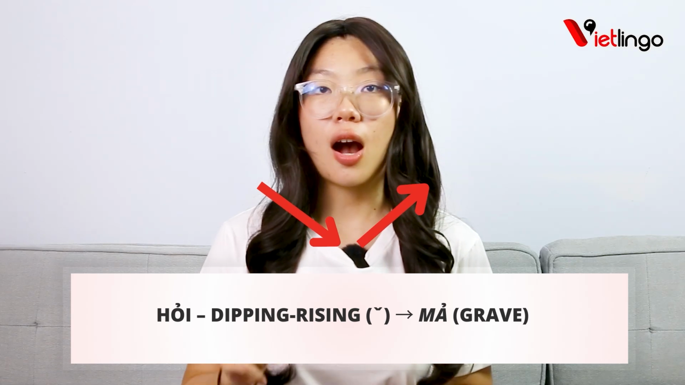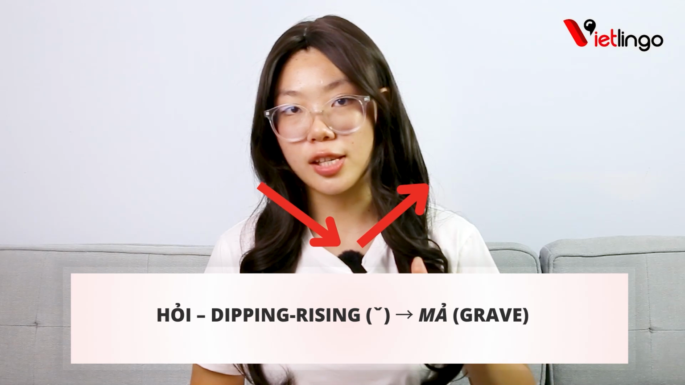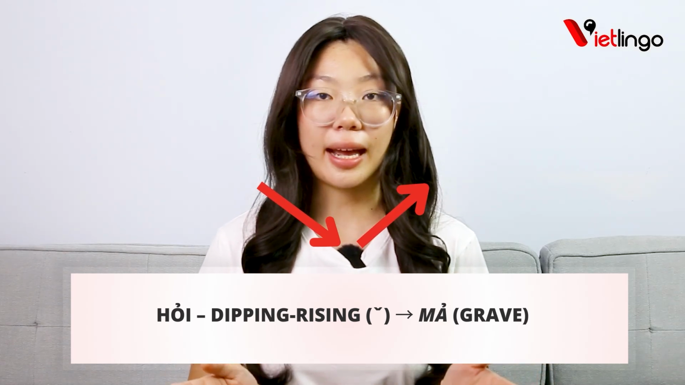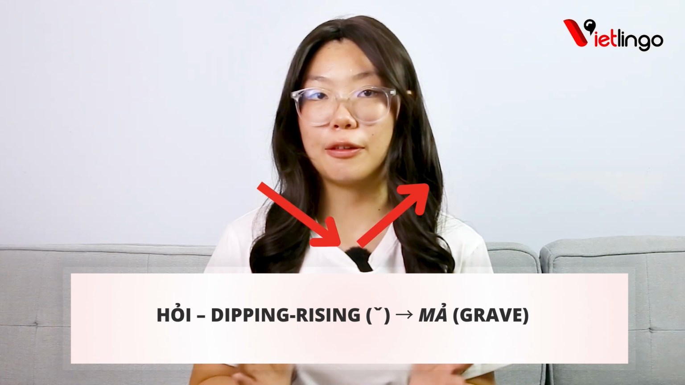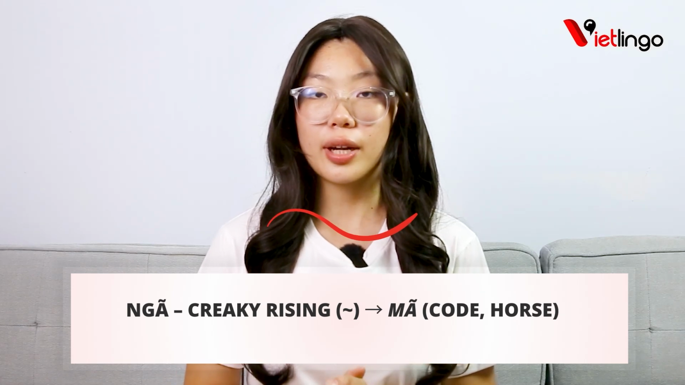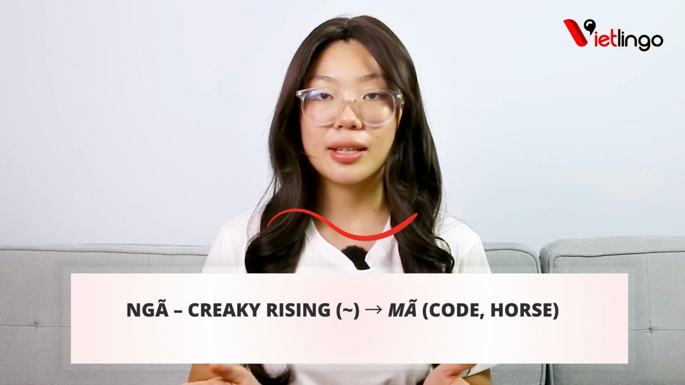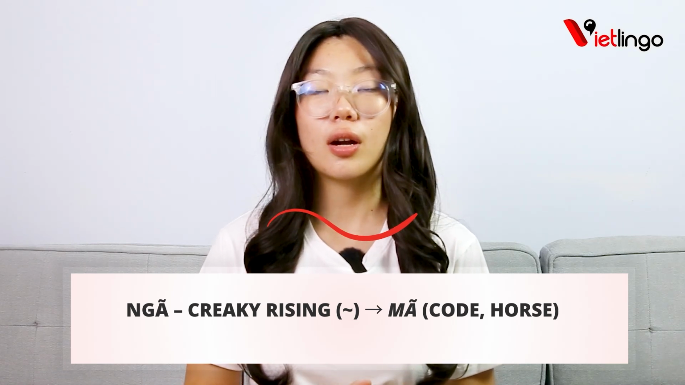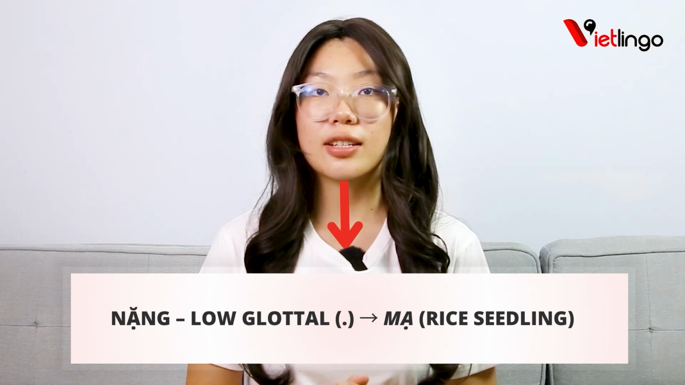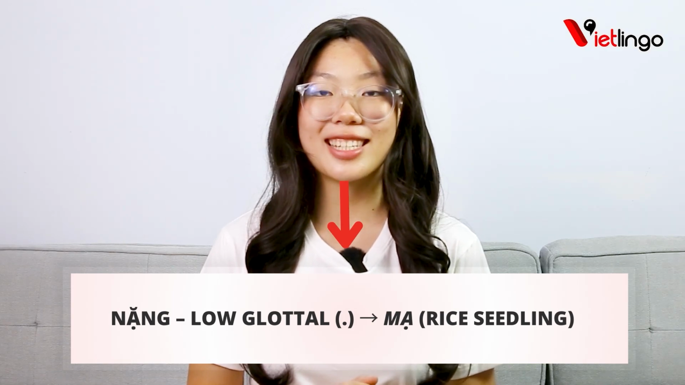The next one, hỏi. When you pronounce it, you have to deepen your voice a little bit and then raise it again. For example, mả, which means grave. The fifth one, ngã, is quickly rising. For example, mã, which means horse. And the last one, nặng, is glottal. For example, mạ, which means rice seedling.